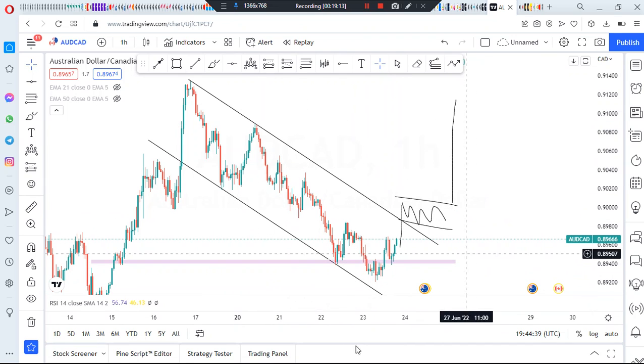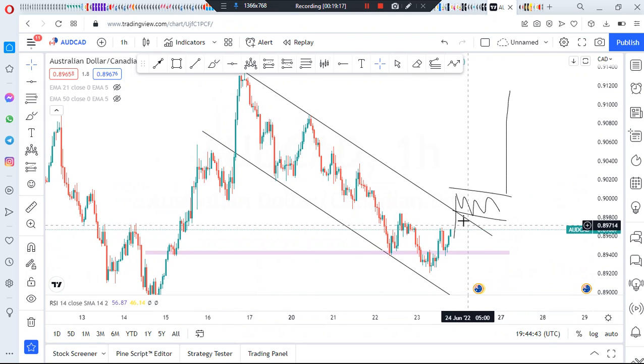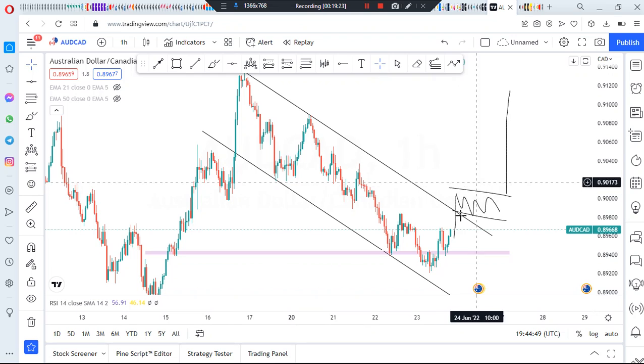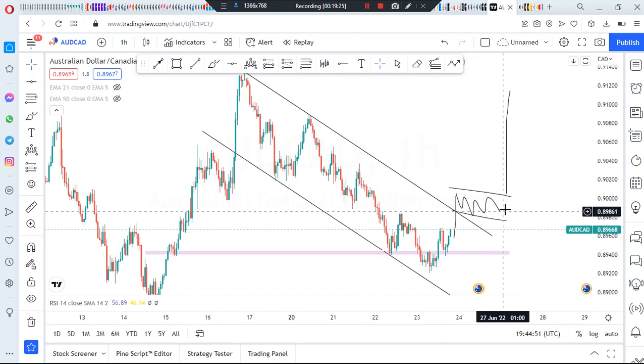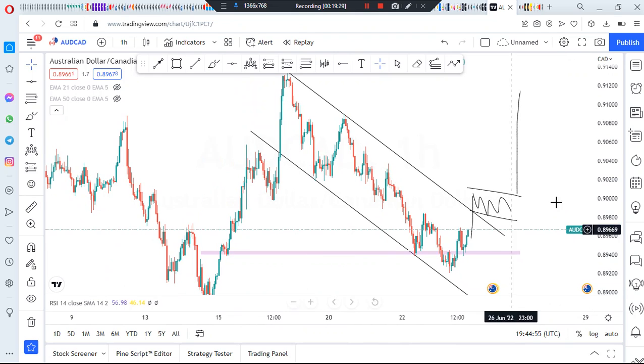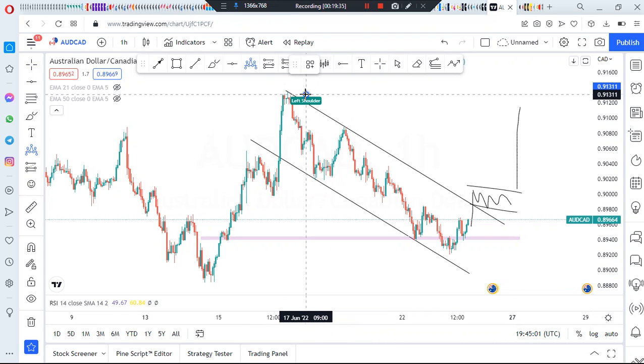Okay, so this is what I have on EURCAD, and this is how we're going to take our trades. We're waiting for price to go above, break, give us some form of a retest or some form of a channel to actually look for buying, pushing to the upside. So this is what I have. This will be my target. This is our target.